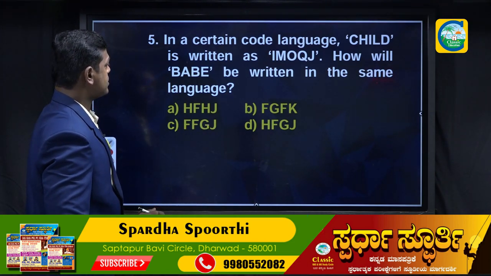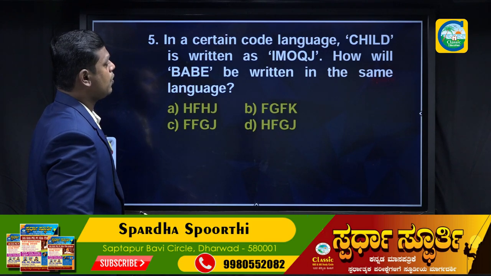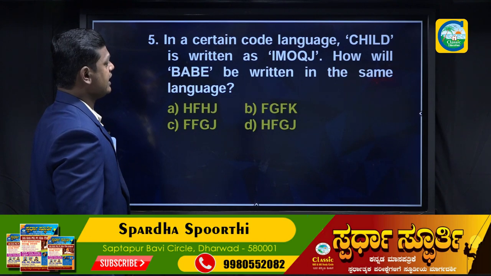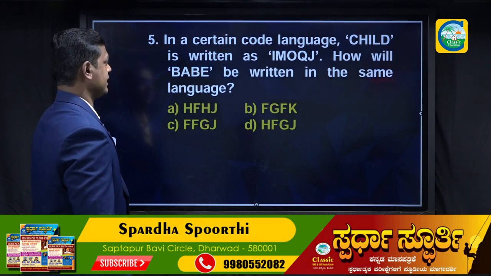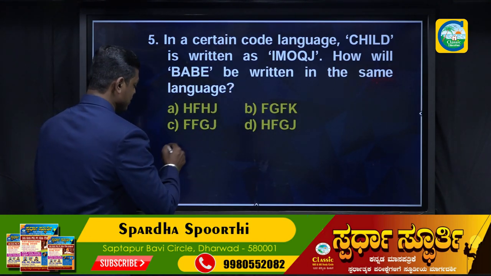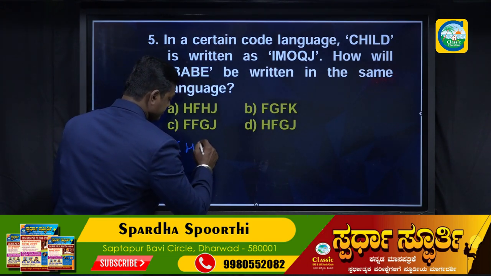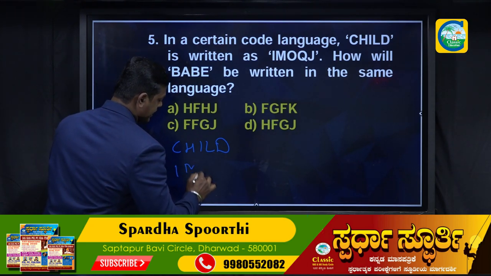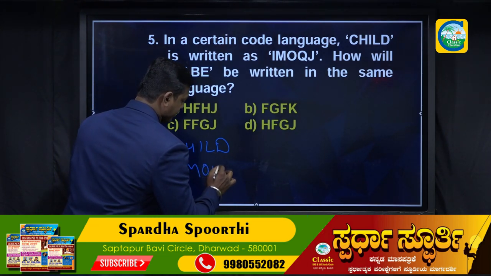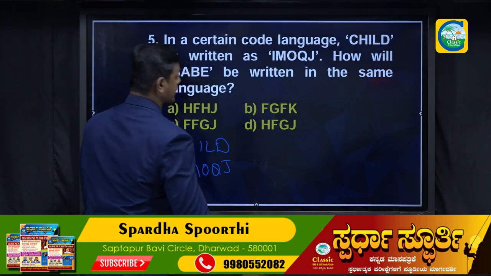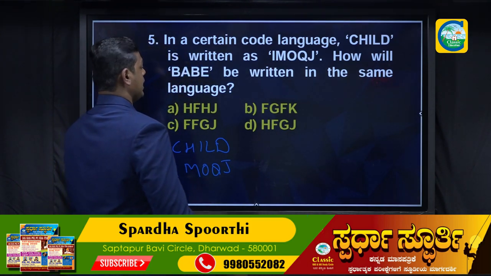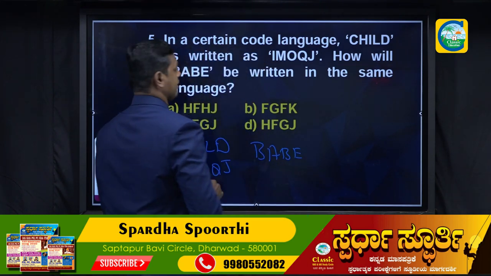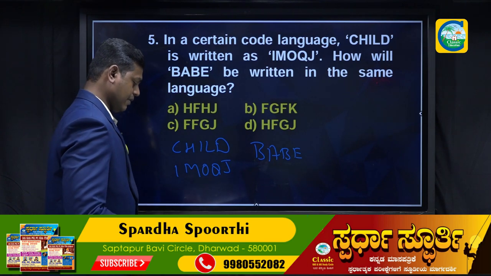In a certain code language, CHILD is written as IMOQJ. How will BABY be written in the same language? First, I'll write down the word here. Child is written as IMOQJ. How will baby be written in that code language, or the same language?